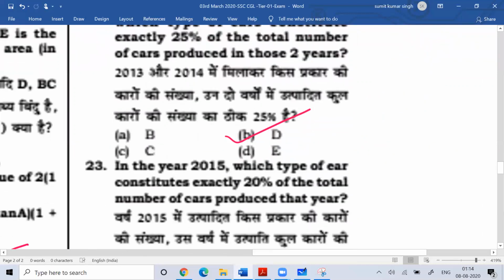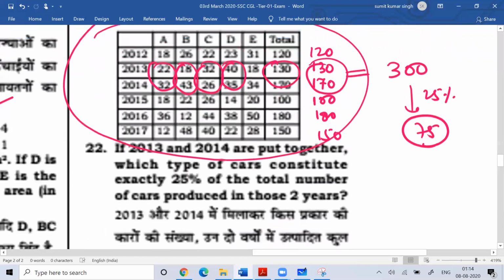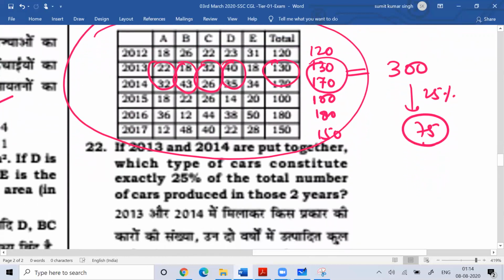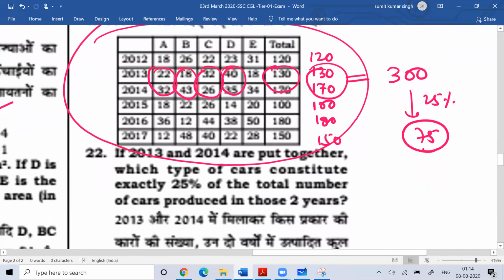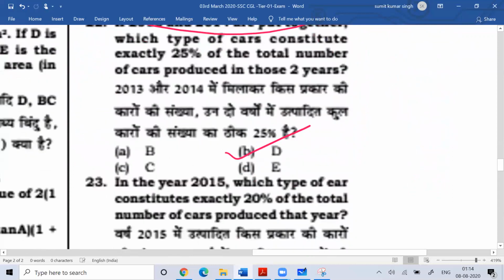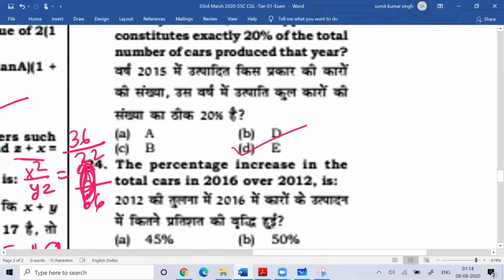Okay. Question number 23. In the year 2015, which type of car constitutes exactly 20% of the total number of cars produced in that year? In 2015, the sum is 100. 20% of that is 20, which is equal to E. You can see the E. Very easy. Answer is E.